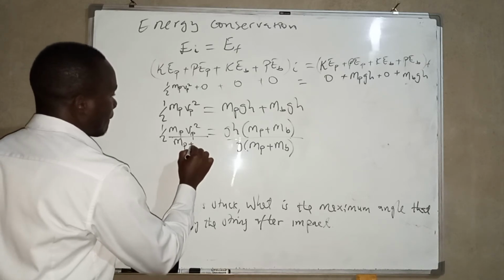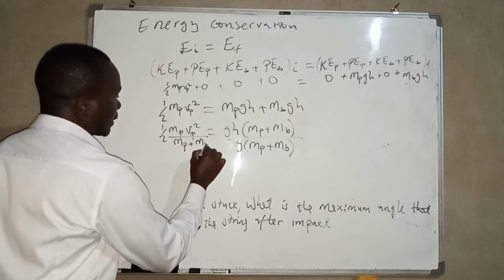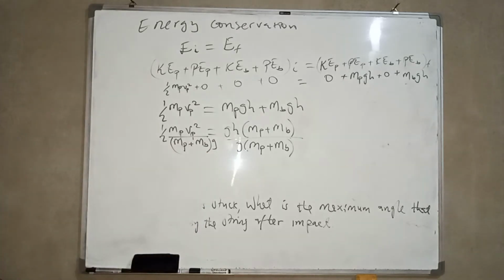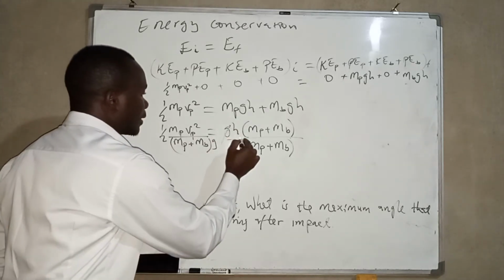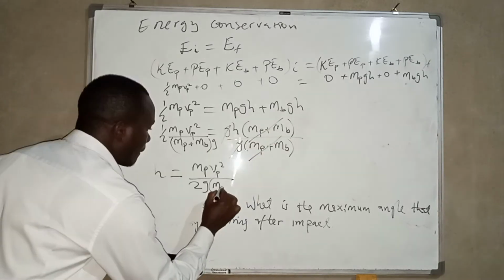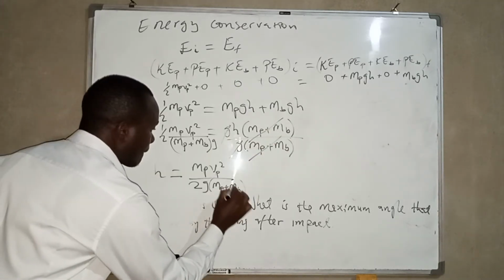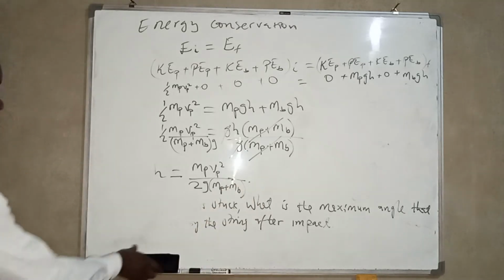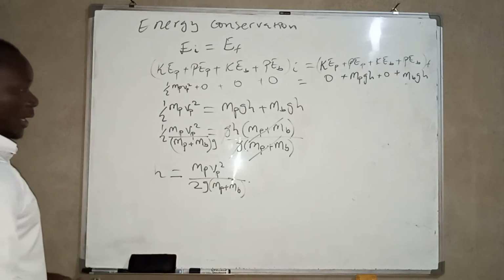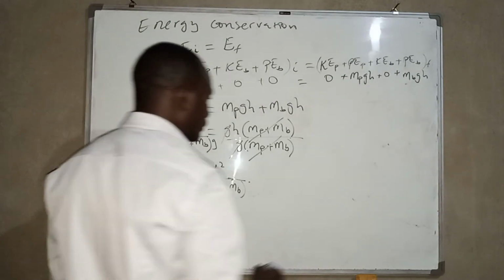So we can divide through by m_p plus m_b and g, so that these cancel, and what we're going to have is the expression in terms of m_p plus m_b. From this point, let us do some mathematics. Let us draw the diagram one more time.